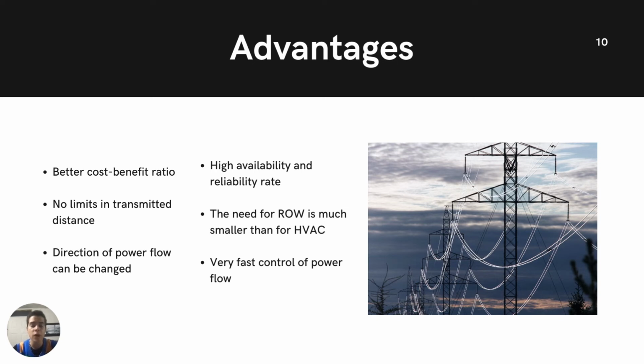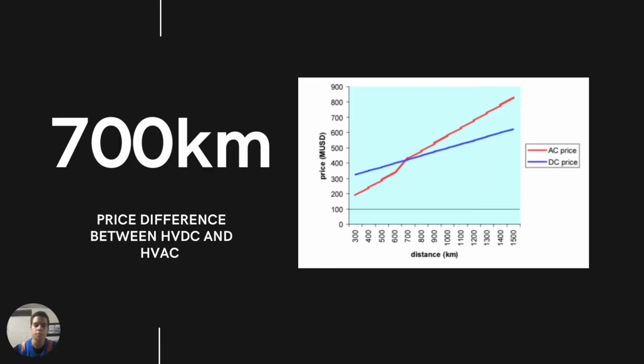We also have a high availability and reliability rate, which is shown by more than 30 years of operation. Also, the native right-of-way is much smaller for HVDC than for HVAC, and therefore the environmental impact is way smaller, which is very important nowadays. And lastly, it has a very fast control of power flow, which means that we have more stability not only for the HVDC system, but for the surrounding AC system as well.